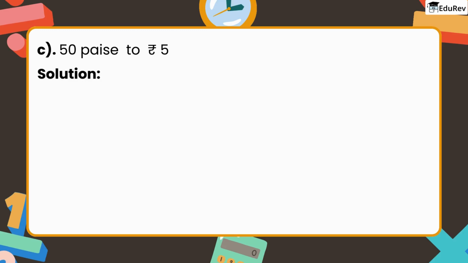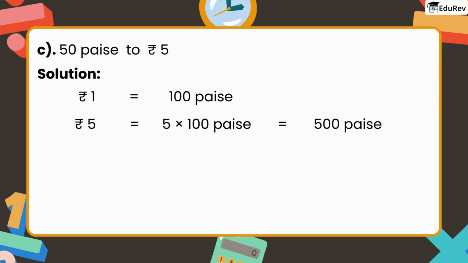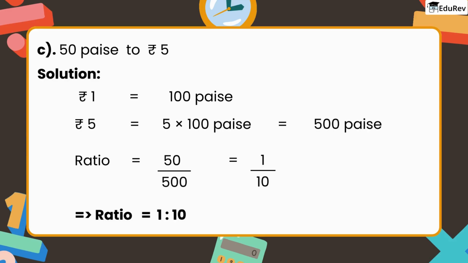In this part also, we have to convert the units to make them same. I hope you people did that before solving. So, 1 rupee is equal to 100 paise. 5 rupees will be equal to 5 into 100 paise, equal to 500 paise. Now, find the ratio, which comes out to be 50 upon 500. Simplifying this, we get 1 upon 10. This implies the ratio is 1:10.